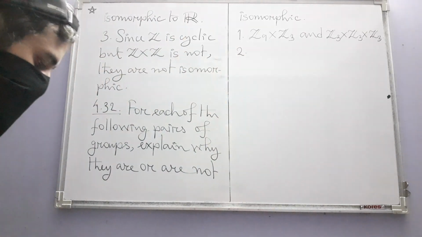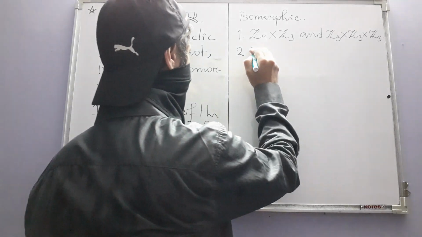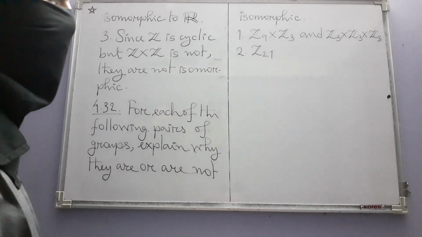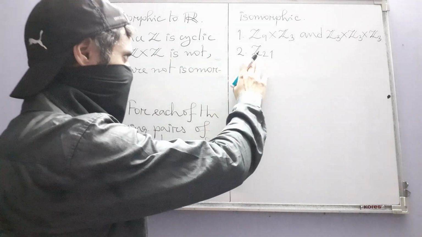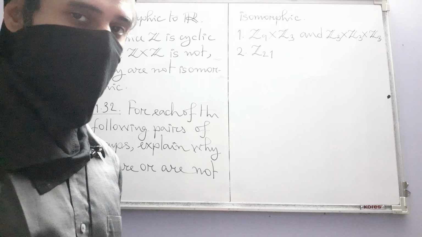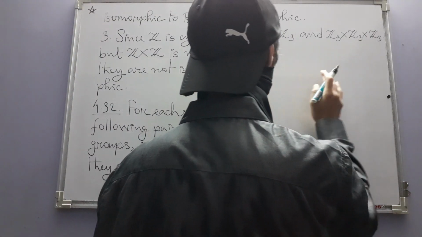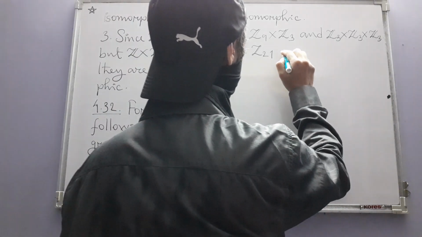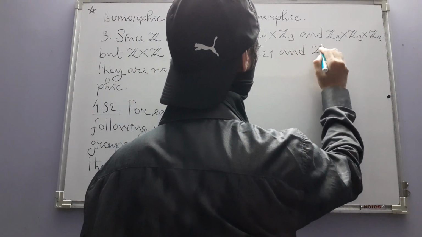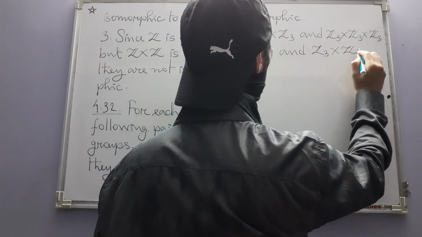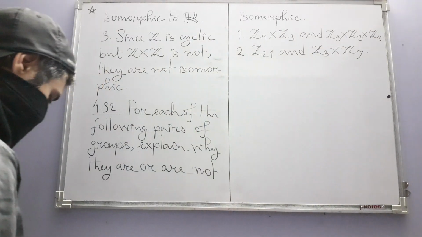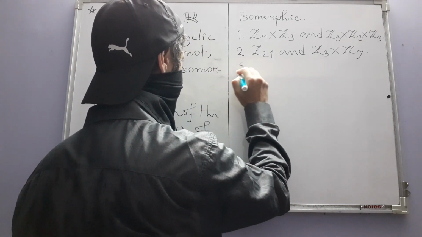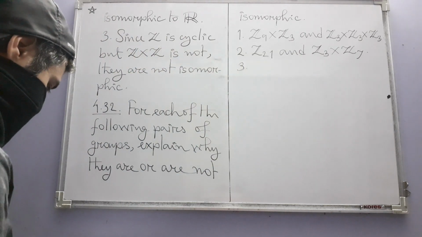Number 2, Z21, you may call it Z21, okay, if you are from the US. So it's Z for you. Z21 and Z3 times Z7. Then, oh, here we do not have just 3 pairs but 4 pairs in fact.